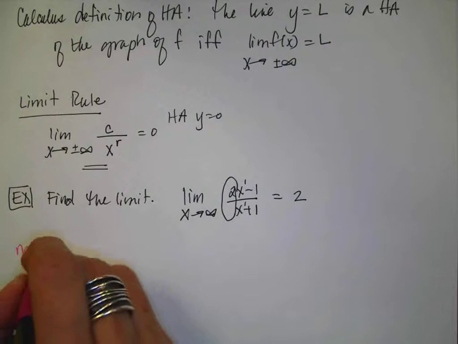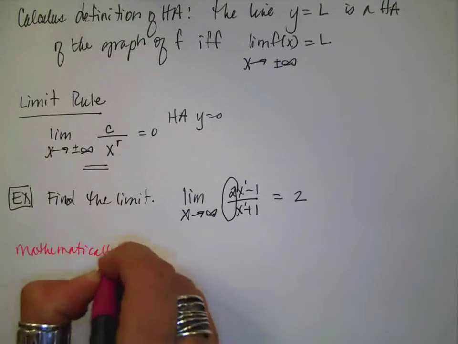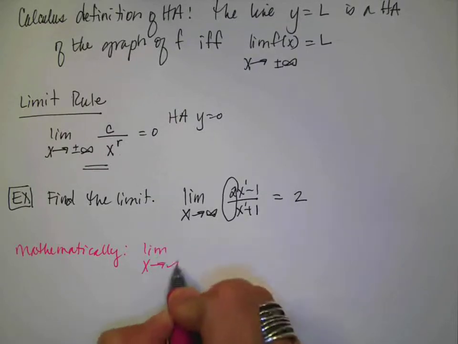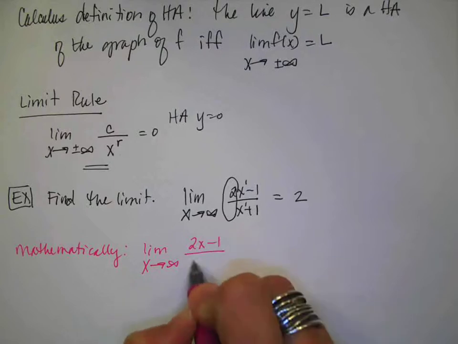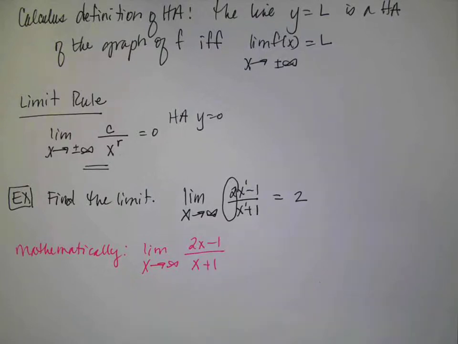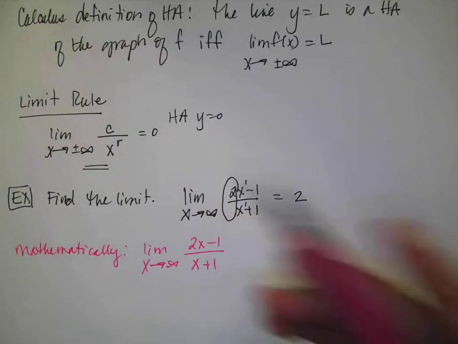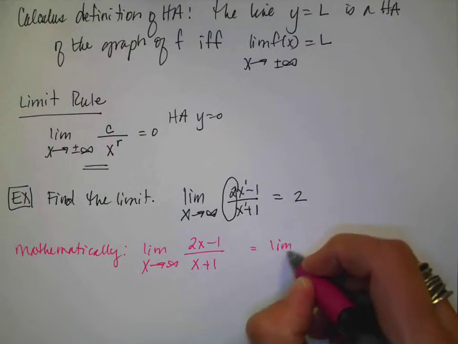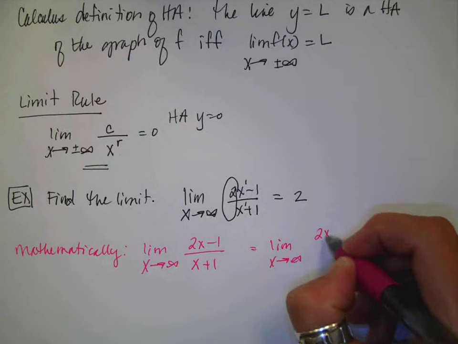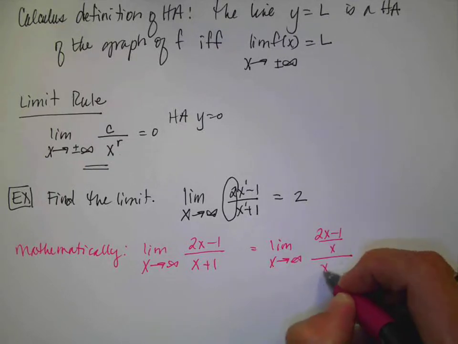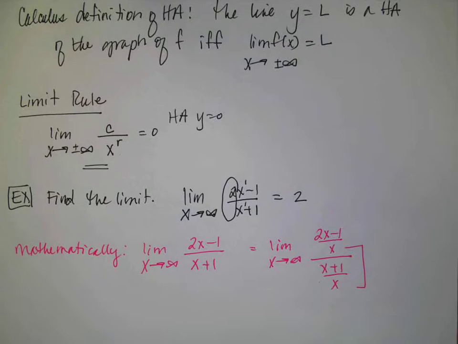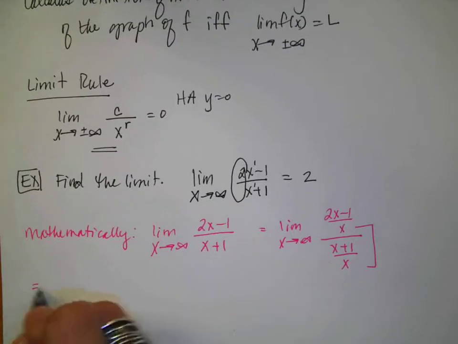But let's say I wanted to do it mathematically, and you do have to be able to do it both ways. But sometimes when we're lucky, we get a shortcut. So I'm going to do the limit as x approaches infinity of (2x minus 1) over (x plus 1). And I'm going to use this rule: I'm going to divide every term by x, okay? So this is going to be the limit as x approaches infinity of (2x minus 1) over x, and then (x plus 1) over x. The net effect of x over x is 1, so I haven't changed the value of the expression. I'm just going to make it look different.